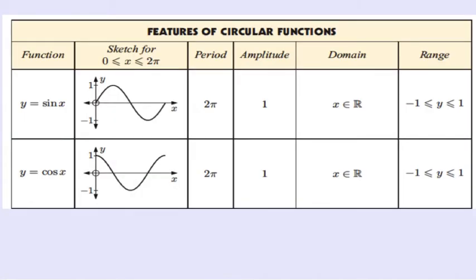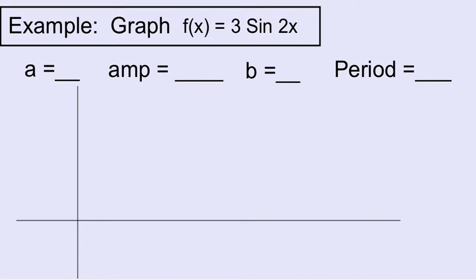And again, remember, here are some of your features for your sine function. Your period is 2 pi, amplitude, domain, and range. All right, so what we're going to do now is apply some of those equation pieces and do some transformations. So one of the things we notice is there's a number 3 here. That's your A. So your amplitude is going to be the absolute value of 3, which is 3. Your B value is 2.